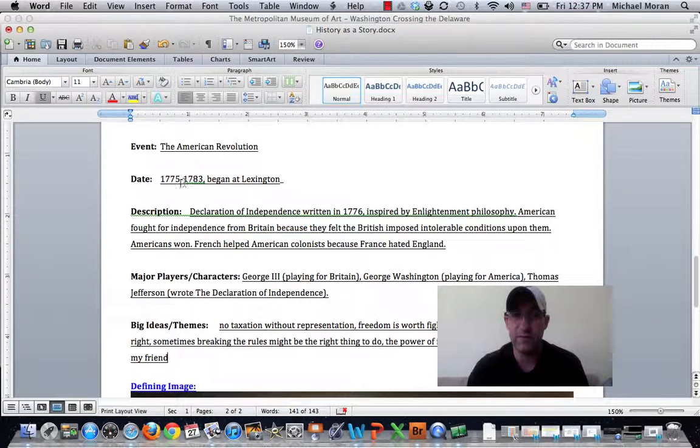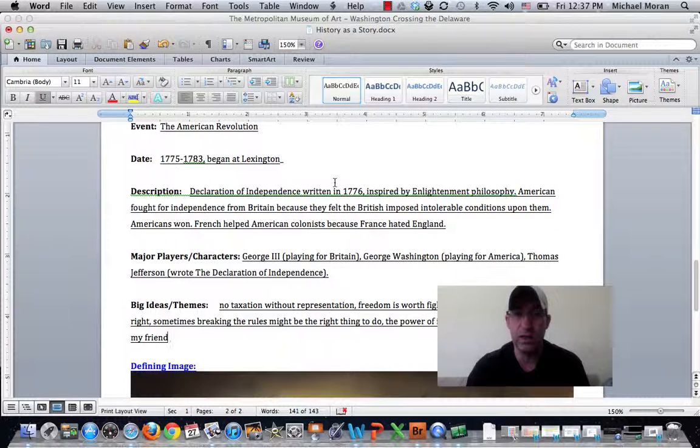Underneath that I have basic beginning and ending dates, and then just a little note there that it began at Lexington. And then I have a description. It says the Declaration of Independence, written in 1776, inspired by Enlightenment philosophy. Americans, let's go ahead and change that there. Americans fought for independence from Britain because they felt the British imposed intolerable conditions they could not tolerate upon them. Americans won. French helped American colonists because France hated England.